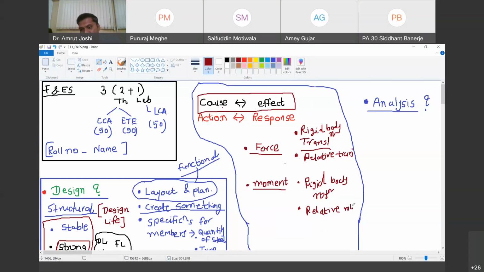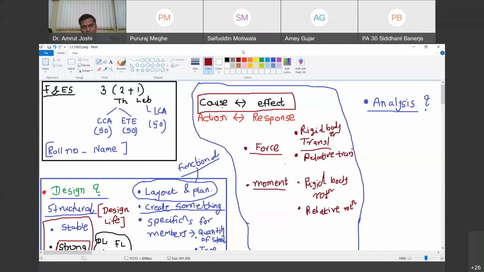Yes, chalo sir. Now tell me, this rigid body rotation and this relative rotation, in which plane will it occur? See, if the plane of moment is this, this is the plane of moment, then rigid body rotation is going to occur in the plane of moment. Do you agree with me? Yes, sir. If this is the plane of moment, then rigid body rotation is going to occur in the plane of the moment itself. Do you agree with me?